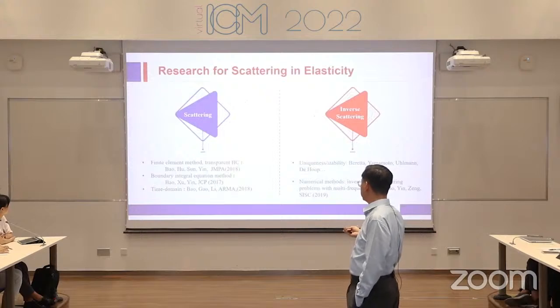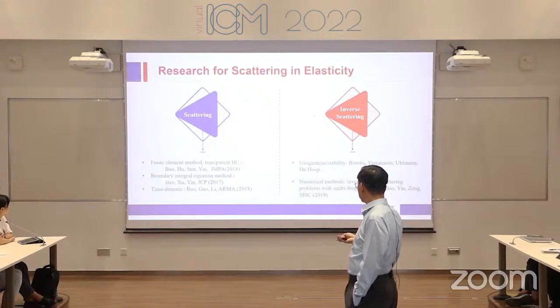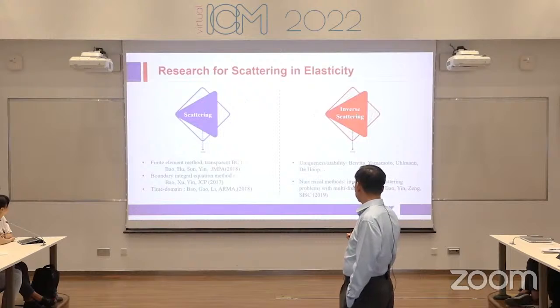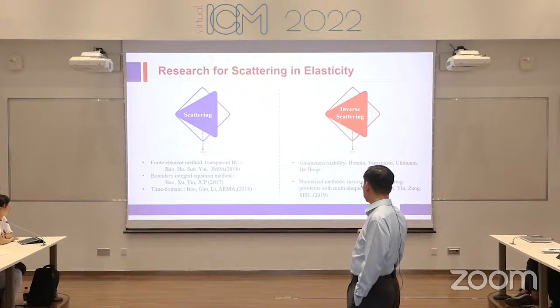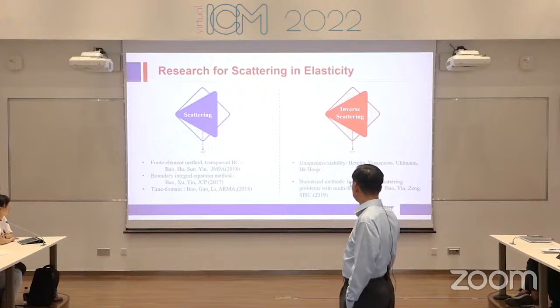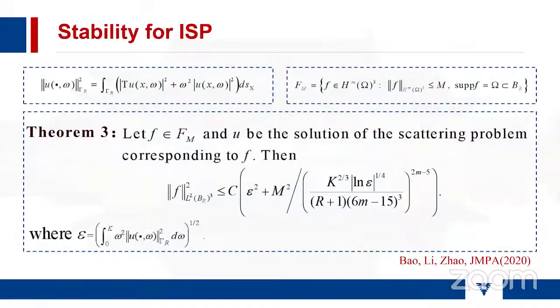For elastic scattering and inverse scattering problems, there are a lot of recent works, both in terms of the forward scattering problems and the inverse problems. For example, recently, by using recursive linearizations, we're able to solve the inverse elastic medium scattering problems. And the stability result in this setting is the following.